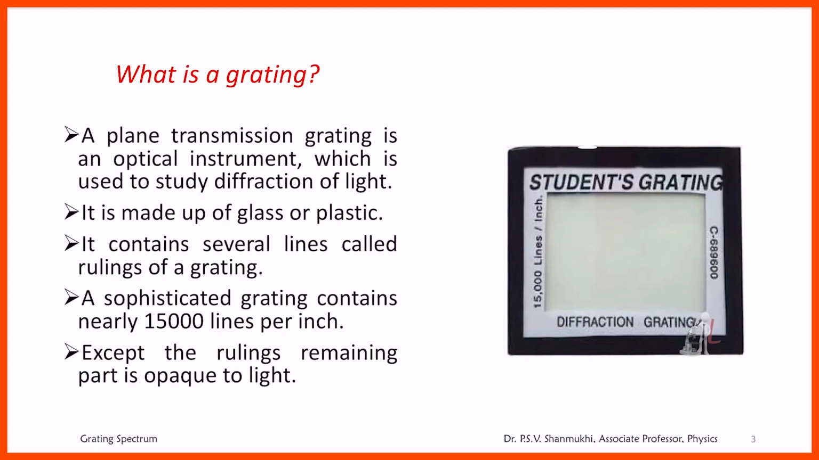Coming to the first one, what is a grating or what is a plane transmission grating? Generally, a plane transmission grating is an optical instrument which is used to study the diffraction of light. To study the diffraction, there is one condition: the width of the slit must be comparable to the wavelength of light. Then only we can observe the diffraction pattern, meaning we can observe the alternate maxima and minima. So the essential condition is that the width of the slit must be comparable to the wavelength of light.